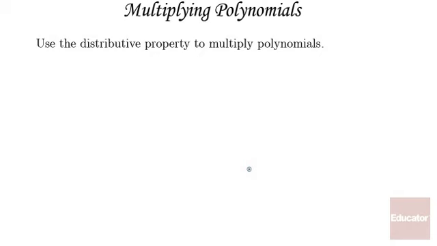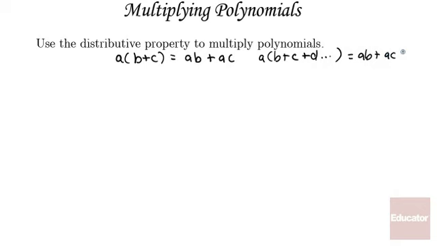Okay, when multiplying polynomials, you need to use the distributive property. Recall that the distributive property states that a times (b plus c) equals ab plus ac. There can be more than two terms in here, and the distributive property would apply in that case as well, to give you ab plus ac plus ad and so on. So let's look at multiplying a monomial by a polynomial, for example. If I have 3x squared times (2x cubed plus x minus 5).